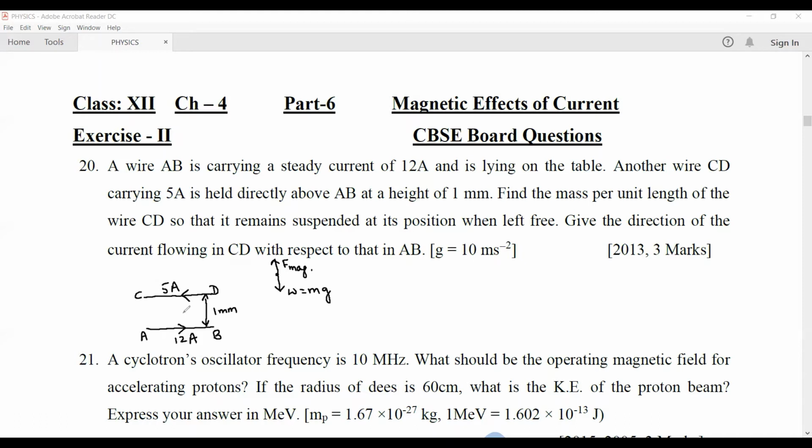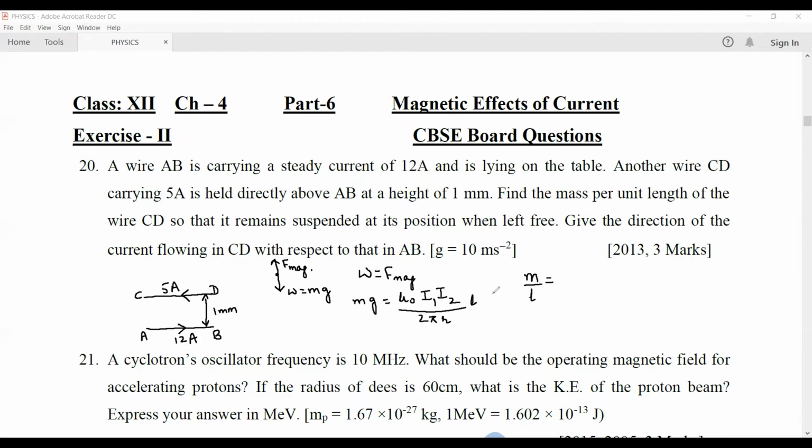Two parallel current carrying wires, if the current is in the opposite direction, the force is repulsive. So the force will be in the upward direction only when the current is from D to C. Now, in order that it remains balanced, the weight should be equal to the magnetic force. We know that weight is given by mg, and the magnetic force between these two wires is given by mu naught I1 I2 upon 2 pi r into the length of the wire.